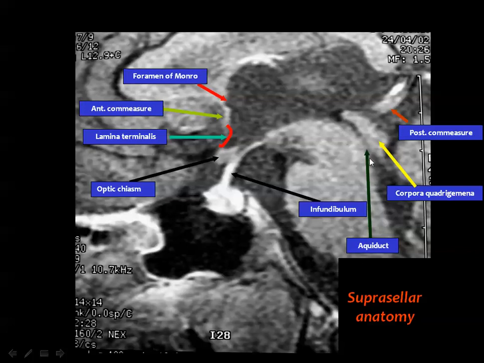Then posteriorly, you can see that this is the third ventricle, and this is the aqueduct of Sylvius connecting the third to the fourth ventricle. Then posterior to the aqueduct, you can see the corpora quadrigemina, the superior and inferior colliculi. Then above this, you can see the posterior commissure, which is the posteriorly located structure compared to the anterior one, which is the anterior commissure.